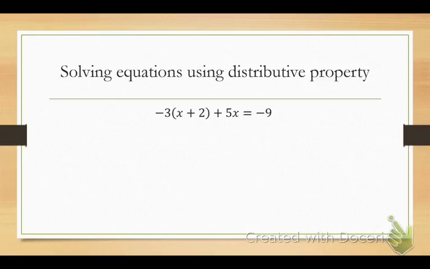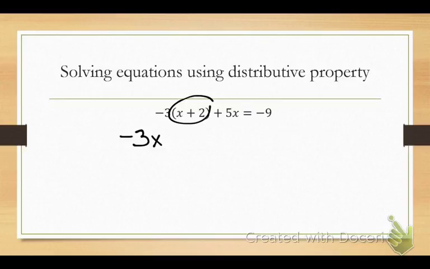Okay, so on this one we do the distributive first. Negative 3 times x is negative 3x. Remember, we cannot combine x plus 2. This is so important, guys. If you do x plus 2 equals 2x, basically you're wrong before you ever even get started, okay? So please do not do that.